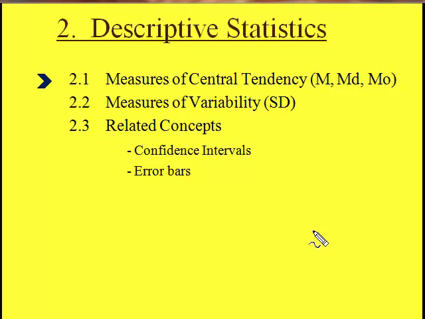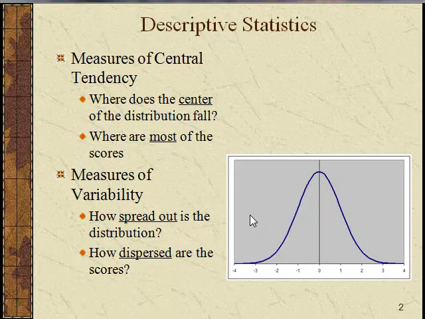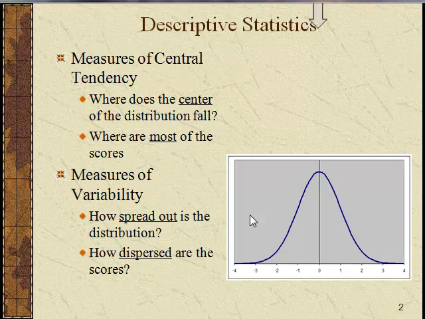All right, we're turning now towards descriptive statistics, and first of all we're going to deal with the measures of central tendency, and following that will be measures of variability. So we can divide descriptive statistics into two main branches, the first being measures of central tendency and the second being measures of variability. The measures of central tendency show where the center of the distribution is. In other words, where do most of the scores fall?